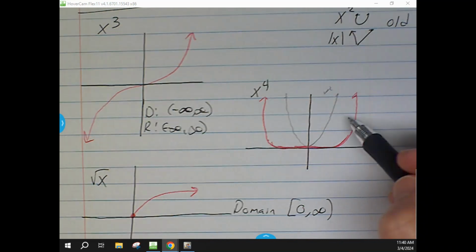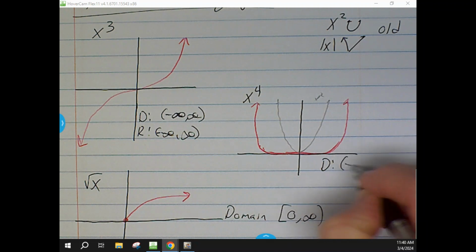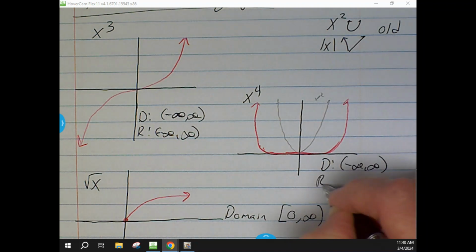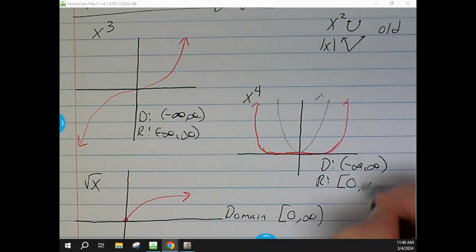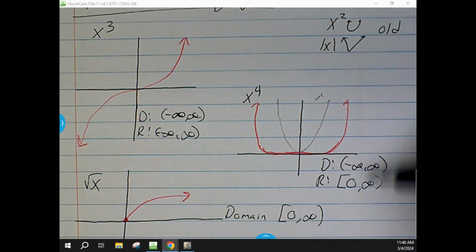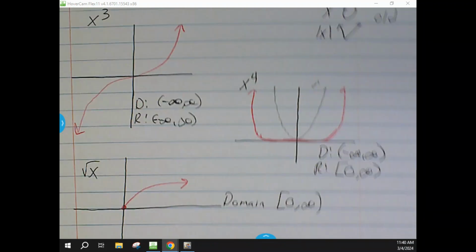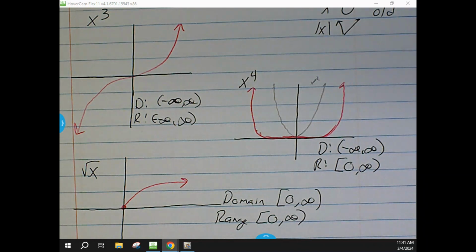X to the fourth is a lot like these two, that your domain would be from negative infinity to infinity. The range, because again, it starts at 0 and then goes up, would be 0 to infinity. So that's where all of these, x squared, absolute value of x, x to the fourth, they all have the same domain and range in the basics when you start off with it. Okay. And because square root starts at 0, 0, we start both of these at 0, 0 for your domain and range.